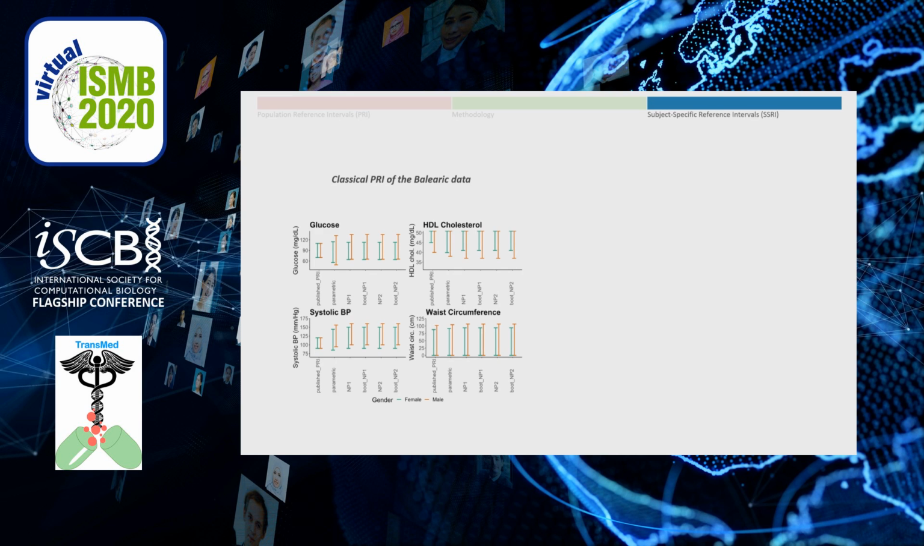This figure shows the population reference intervals of Balearic data obtained from the parametric and non-parametric methods. We also compared the result with the published reference intervals, and we can see that our results are wider than the published PRI. Moreover, the bounds are different between males and females.